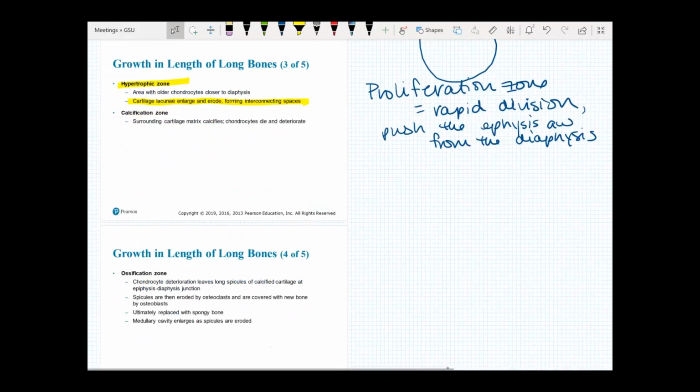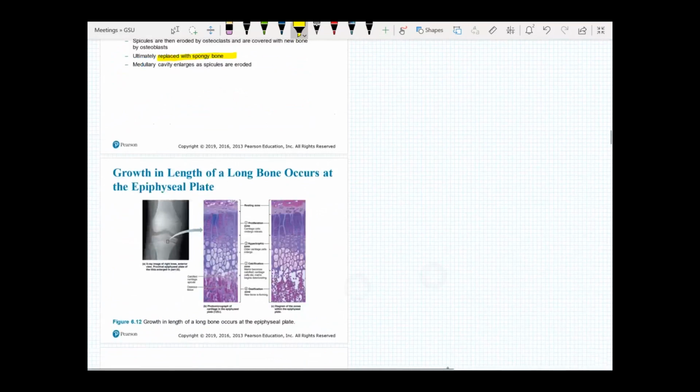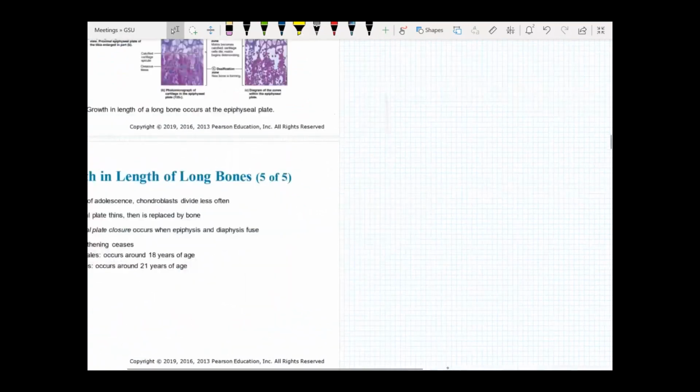spaces. And then what will happen in the calcification zone is that these spaces in the cartilage matrix will start to calcify and die and deteriorate. So we essentially are going to erode, then we're going to calcify and kill off, and then the last step is we will actually ossify and replace with spongy bone. So all of that to get to this guy right here.